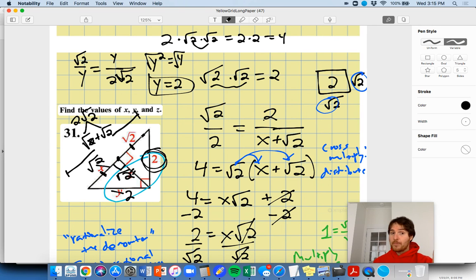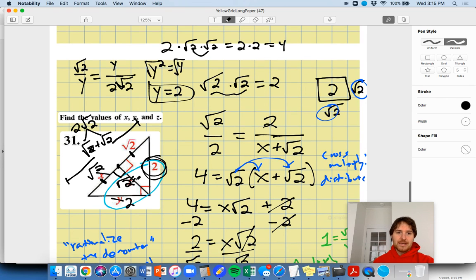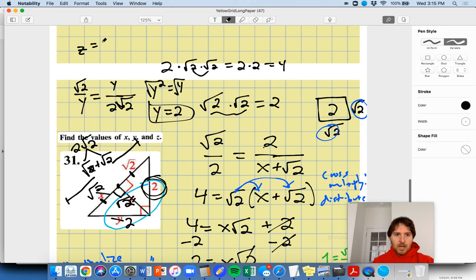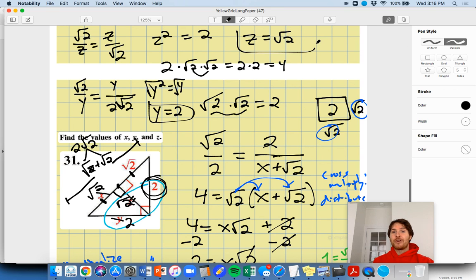Could you do that through setting up proportions? Yes, of course you could, because z is the geometric mean between the 2 segments of the hypotenuse it creates. And we'll see here, it's all about just connections, right? There's so many ways we can solve problems. It's kind of freaking cool, okay? Root 2 times root 2, well, that just equals 2. Z times z is z squared. How would we isolate z? Well, we take the square root of both sides, and we'll say that z equals the square root of 2, approximately 1.41, okay?